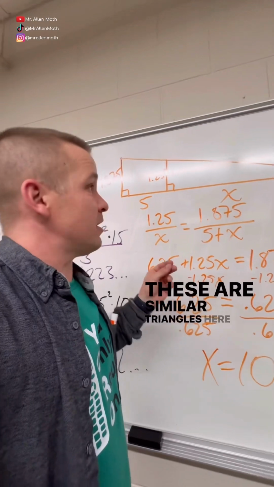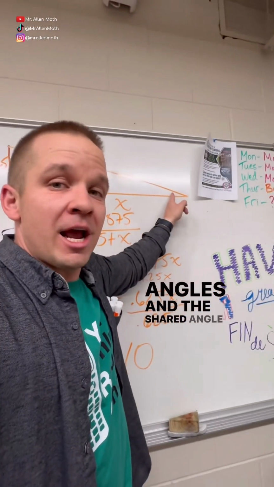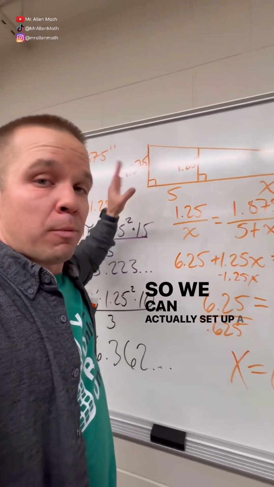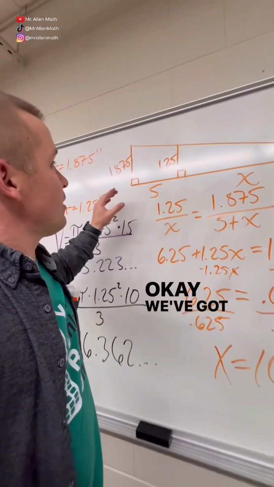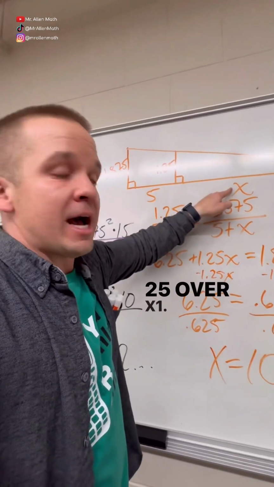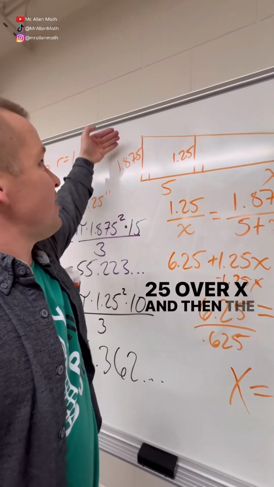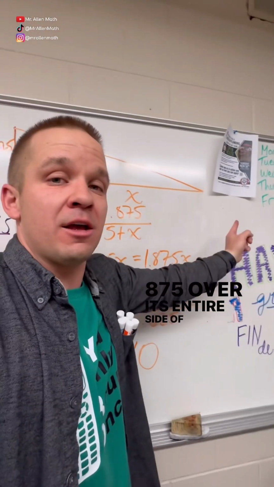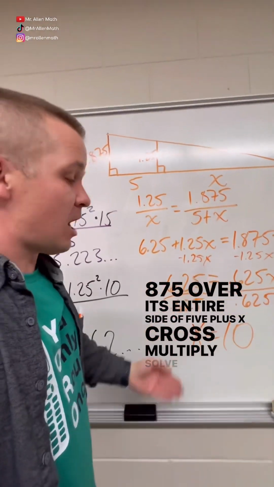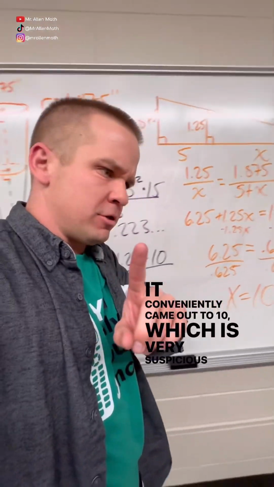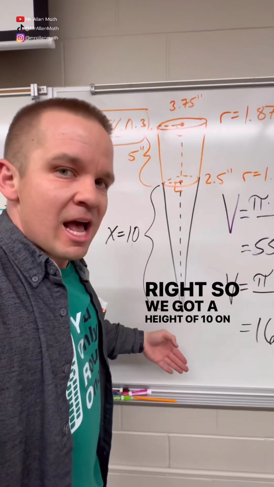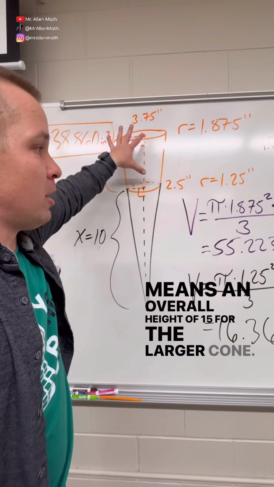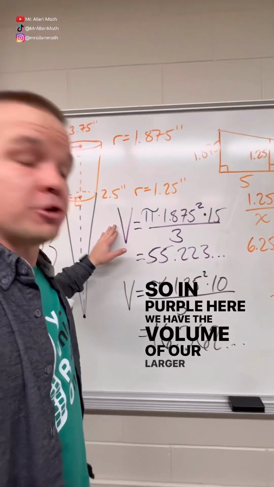These are similar triangles here because we got 2 right angles and a shared angle of those 2 triangles, right? So we can actually set up a proportion and solve this thing, okay? We've got ourselves 1.25 over x, and then the larger triangle side, 1.875, over its entire side of 5 plus x. Cross multiply and solve, it conveniently came out to 10, which is very suspicious, yes? All right, so we got a height of 10 on this smaller cone, which means an overall height of 15 for the larger cone.